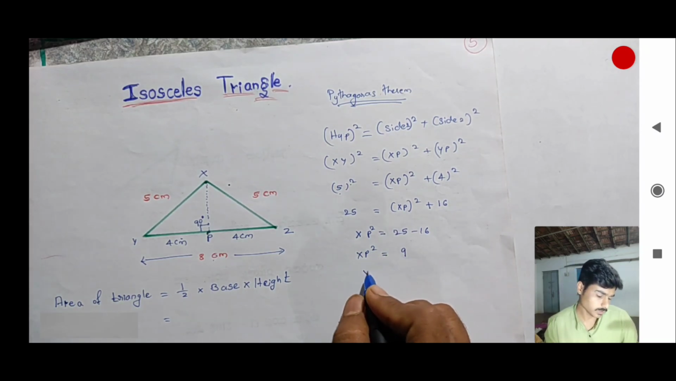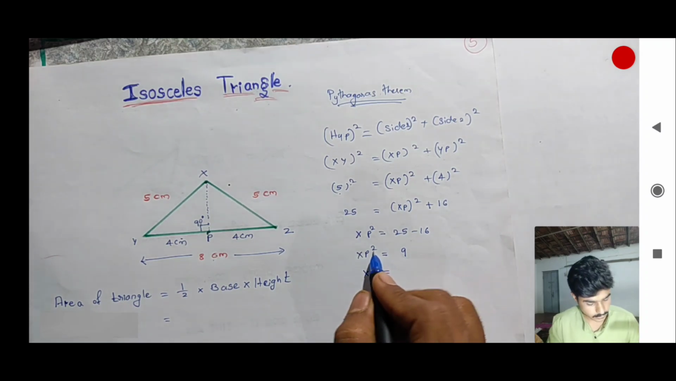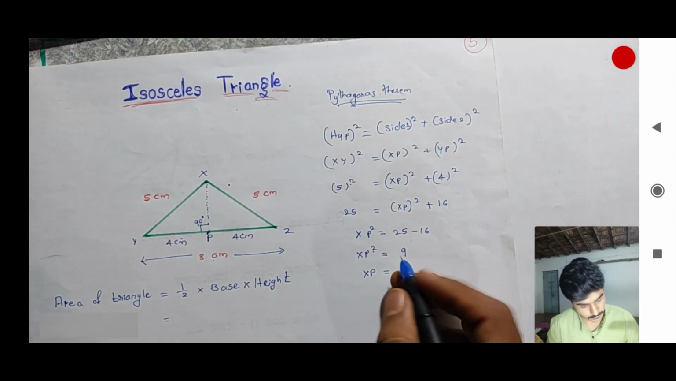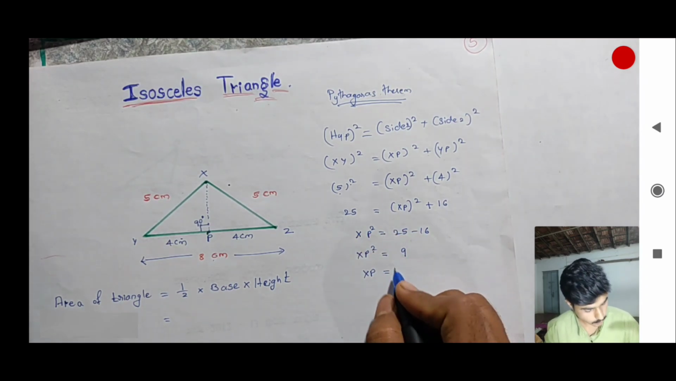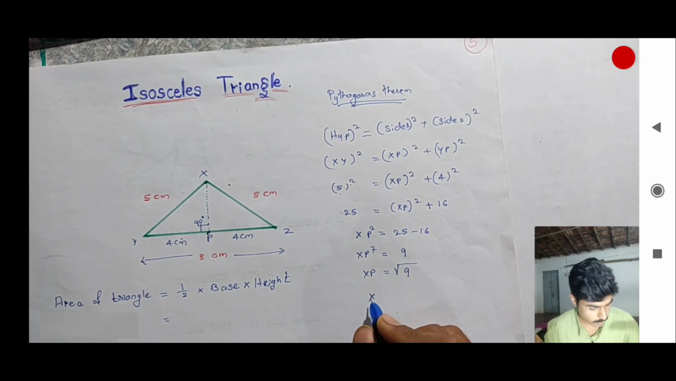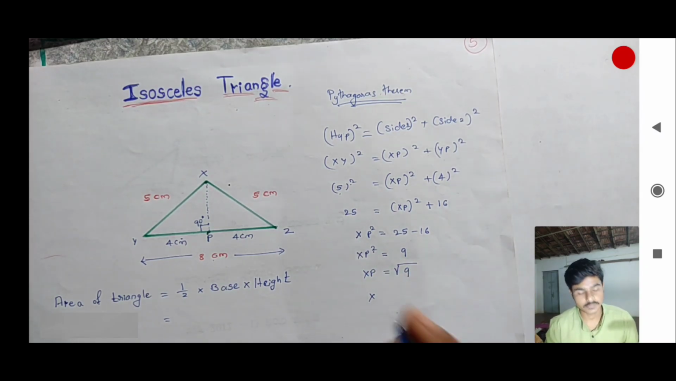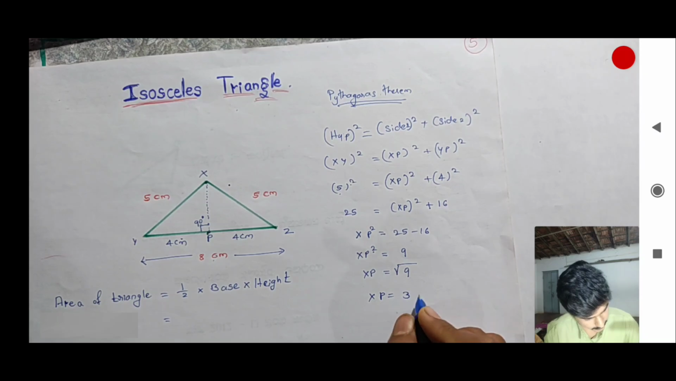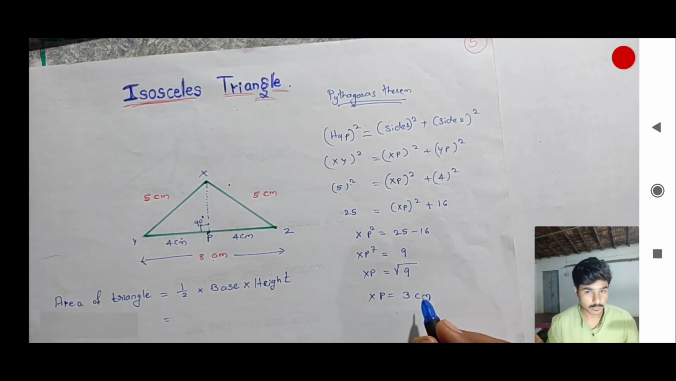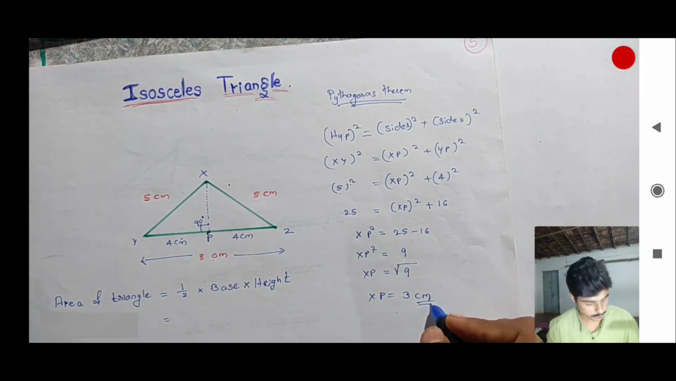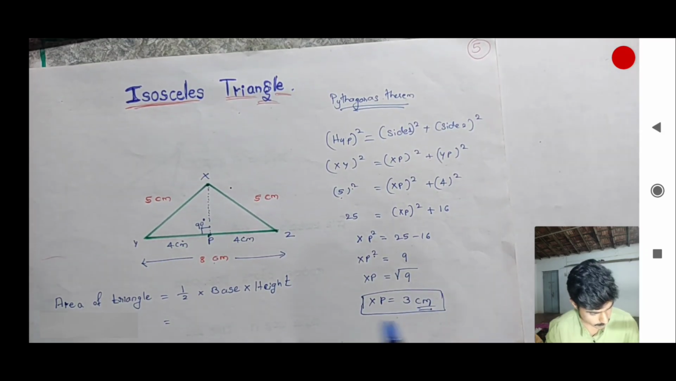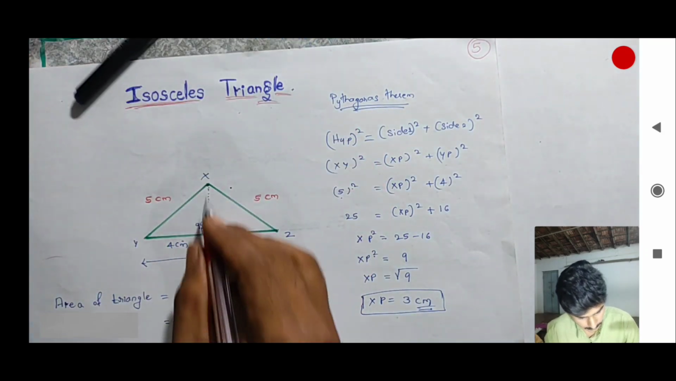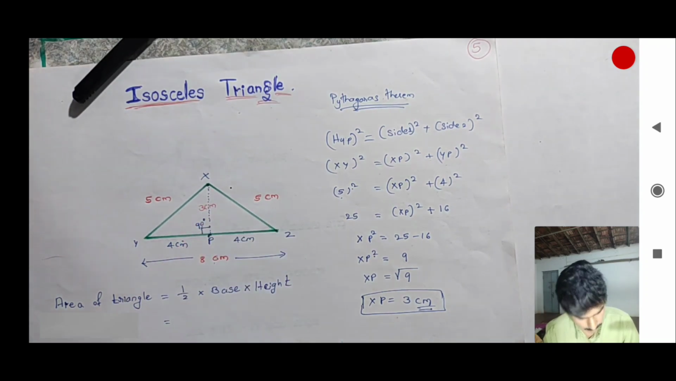In the next step, let us take this square to the RHS, hence it will become the square root of 9. As you all know, 3 into 3 is 9, so the square root of 9 is 3 centimeter. Remember, the unit here is centimeter because we have found the height or length. So the value of height came out as 3 centimeter. Here XP is 3 centimeter.